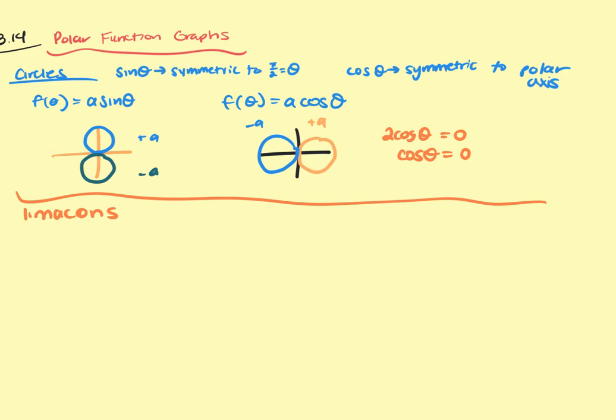The graph is on the right. So this would be 2 cosine theta. The 0 is here, which would be at pi over 2 and 3 pi over 2.